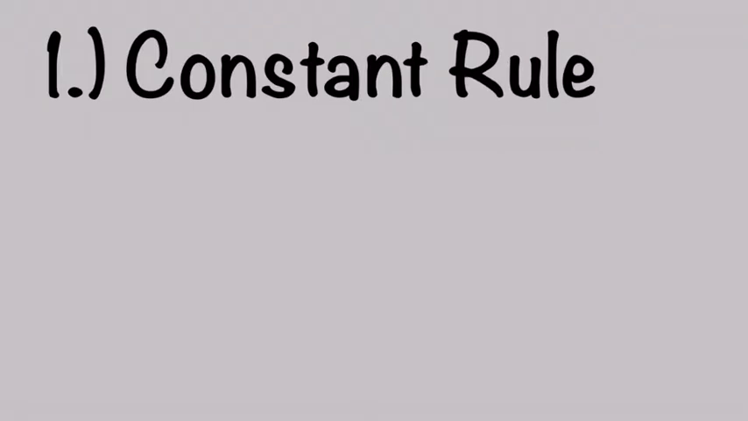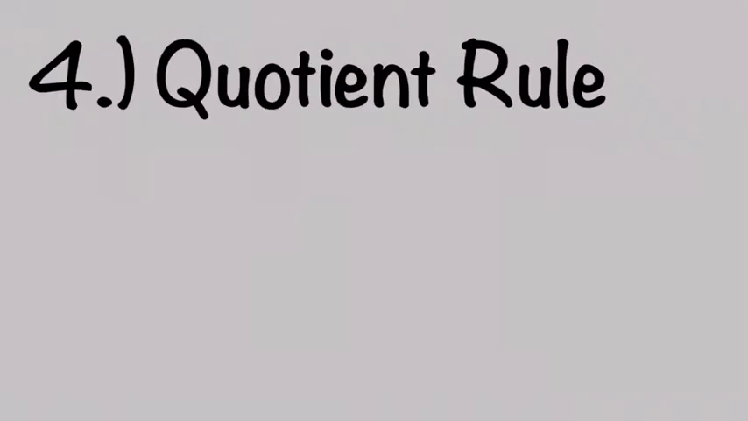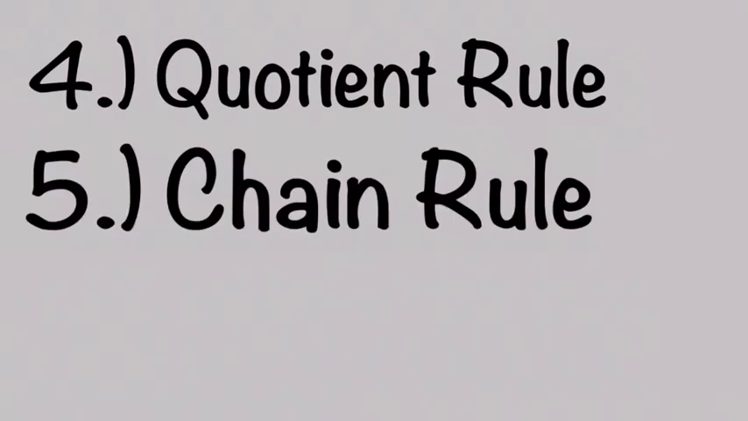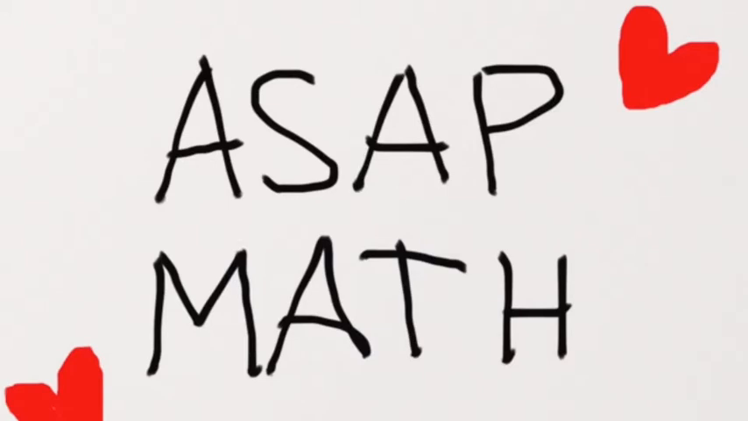In this video, we'll talk about the basic rules in getting the derivative of a function. With numerous amounts of steps, mathematicians developed 5 basic rules, namely constant rule, constant times a function, product rule, quotient rule, and chain rule. To help us solve the derivatives of the functions with ease, my friends at ASAP Math will further discuss the rules.